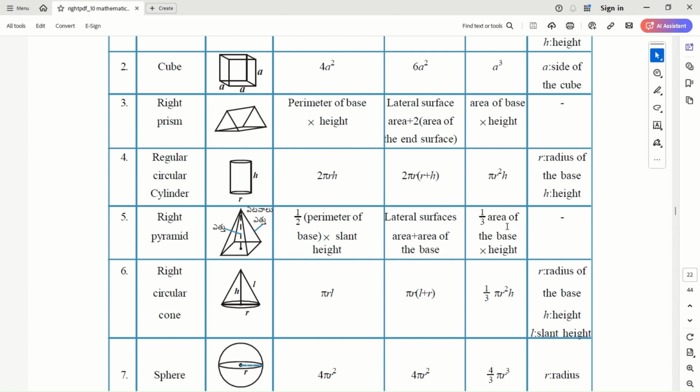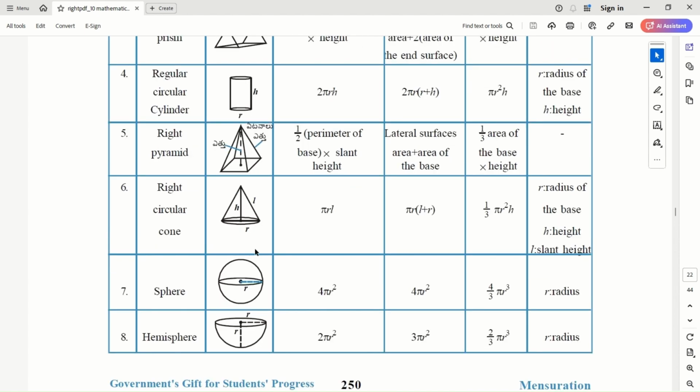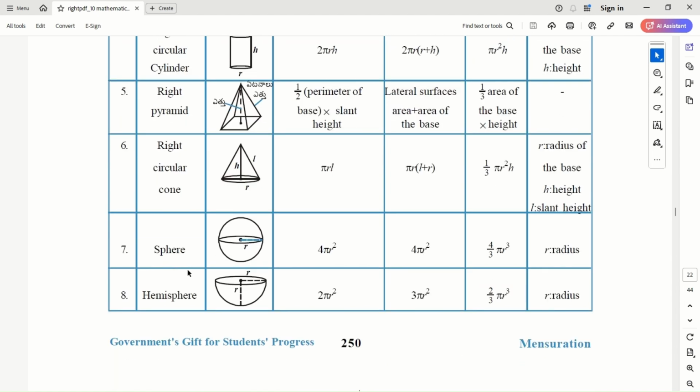One third of area of base into height. This is a cone structure, right? So almost the same thing for the cone. And then you have a sphere and hemisphere. Sphere is a complete sphere and hemisphere is half of it.